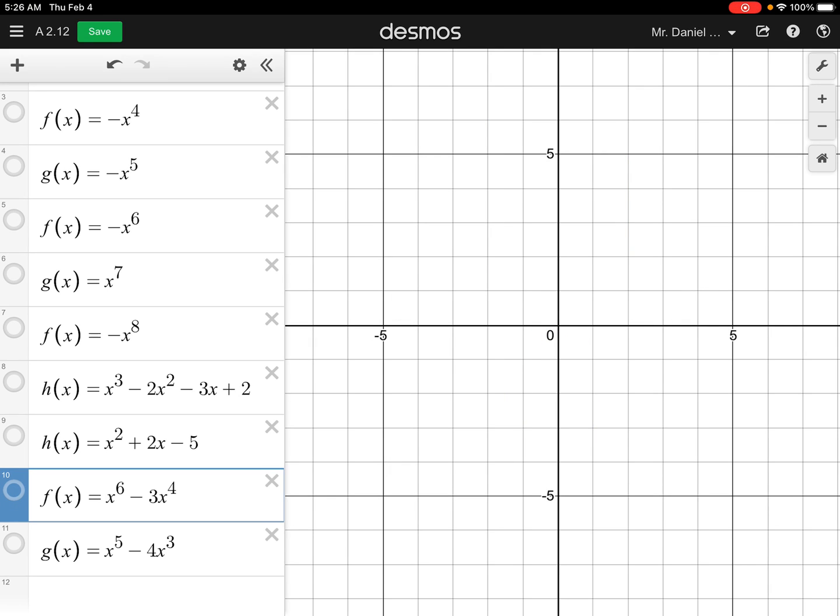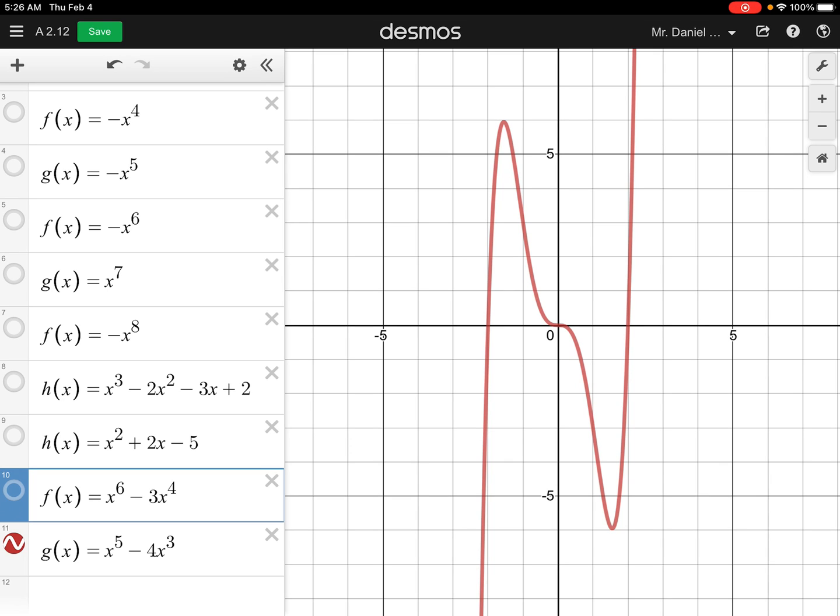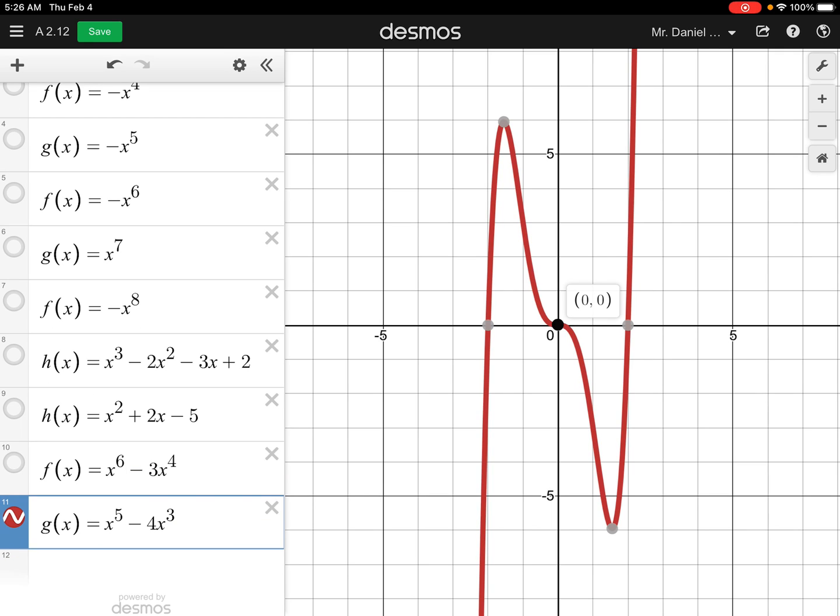What about number 11? Our last one. Both powers are odd. The 4 is even as a coefficient, but the power of 5 is odd, and the power of 3 is odd. This looks like an odd function. I'm symmetrical through the origin. Now again, as we saw, like this it has a negative, so now it's in quadrant 2 and 4, but it's also in quadrant 1, positive all the way up, and quadrant 3, negative all the way down.